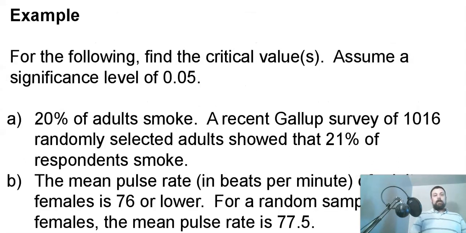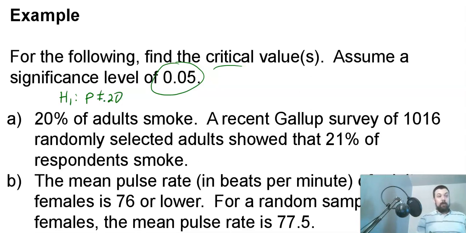Okay, so let's find critical values. For these examples, let's assume the significance level is 0.05. To find the critical value, it matters whether it's a left tail, right tail, or two-tail test, and to determine that, we need the alternative hypothesis. We really just need the alternative, that's our shortcut. If you have to go back, rewind the video, you can see what we came up with: the alternative hypothesis was that p does not equal 0.20.